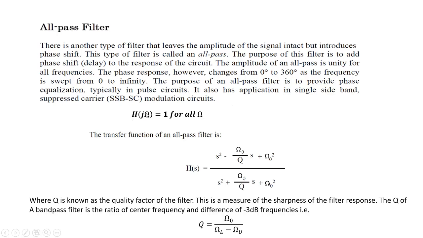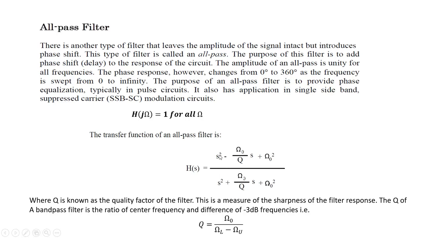So the magnitude response of the all-pass filter is 1 for all omega. There has to be a modulus, right? Modulus of H(j omega) is 1. Actually, it is missing here, but the modulus of H(j omega) has to be 1. This represents the frequency response. Once you take the magnitude, that becomes the magnitude response, because the frequency response involves the phase response also. Please remember this point. Now, the transfer function of an all-pass filter is defined like this.